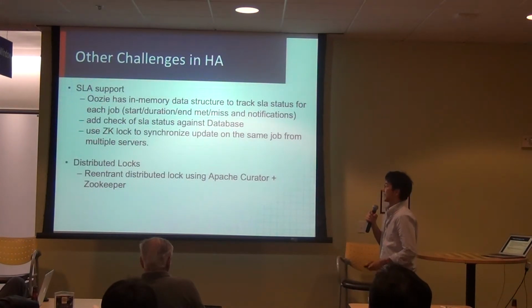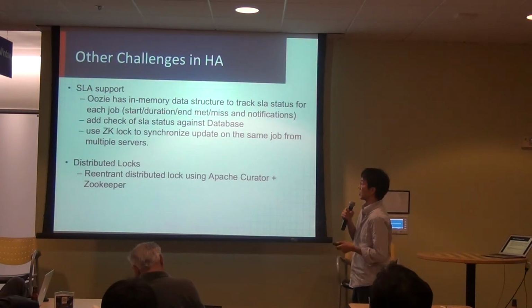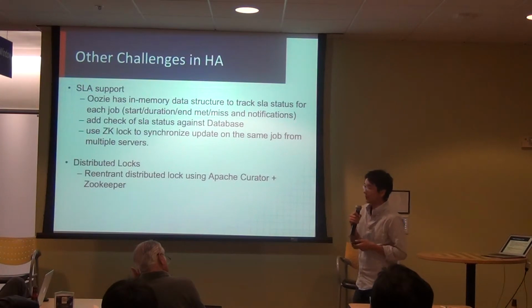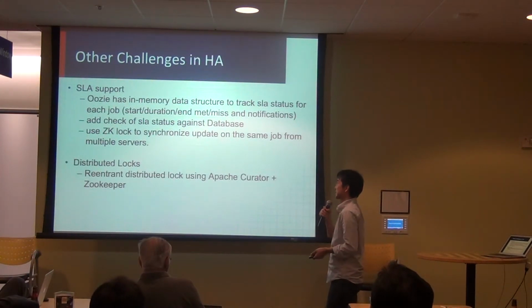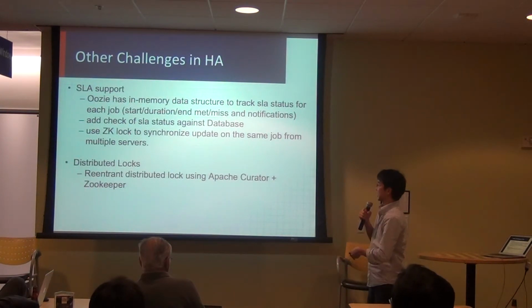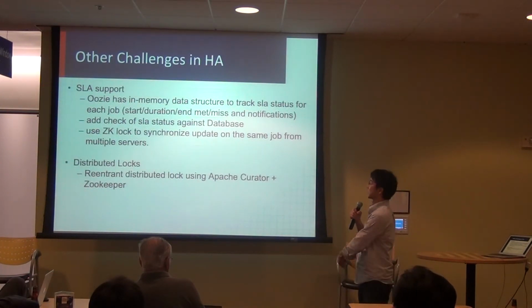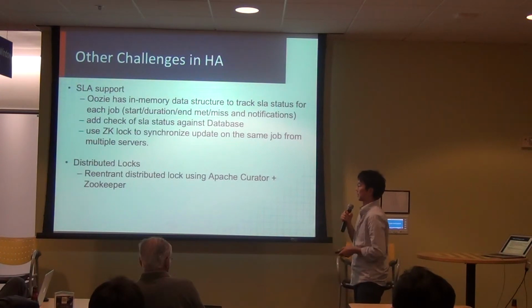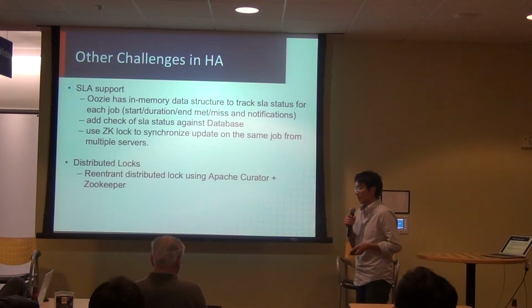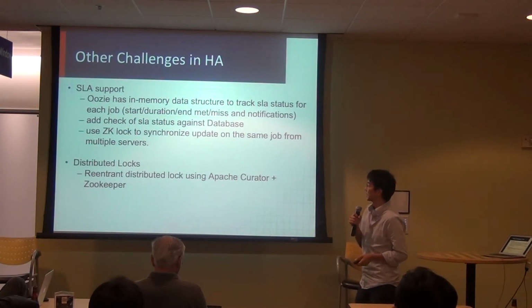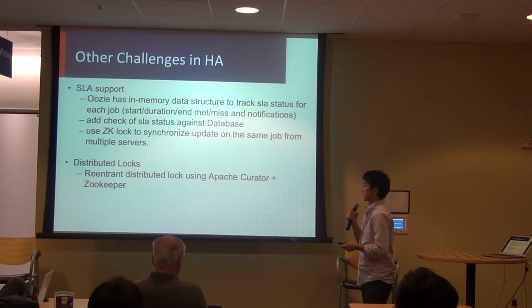But in the HA setting, each Oozie server does these SLA operations. So to avoid sending a duplicate SLA message or missing an SLA message, we sometimes have to check the source of truth, which is the database. So we have to add some kind of safety check against the database. Also, multiple Oozie servers could update the status of the same job, so we have to use Zookeeper to synchronize this update.